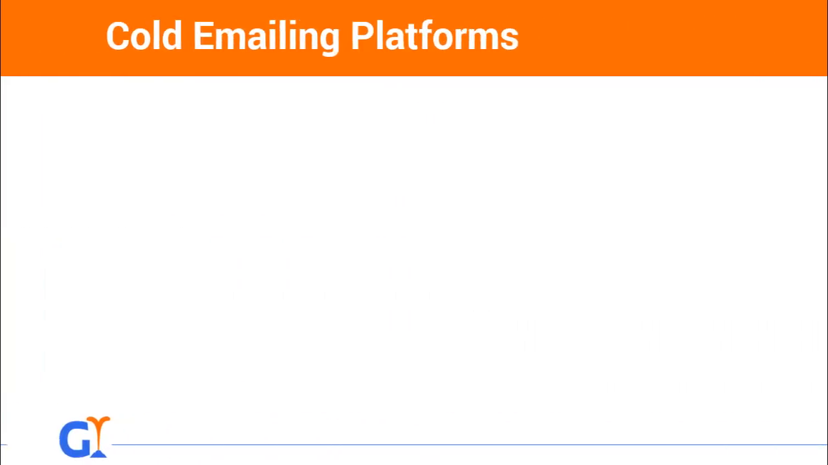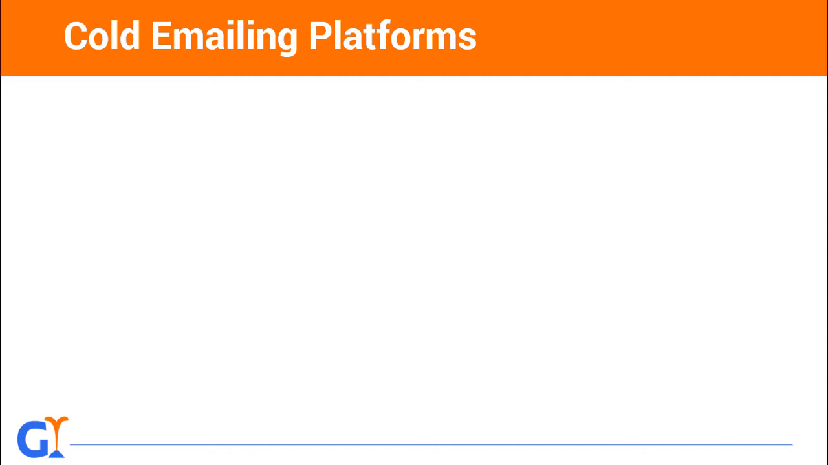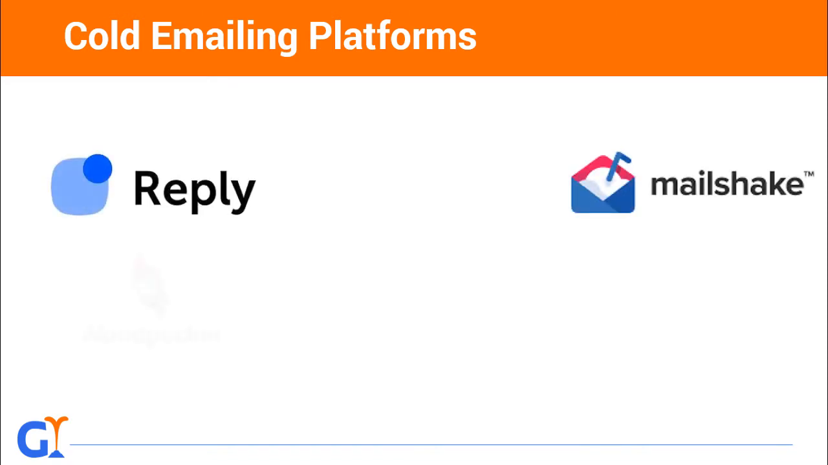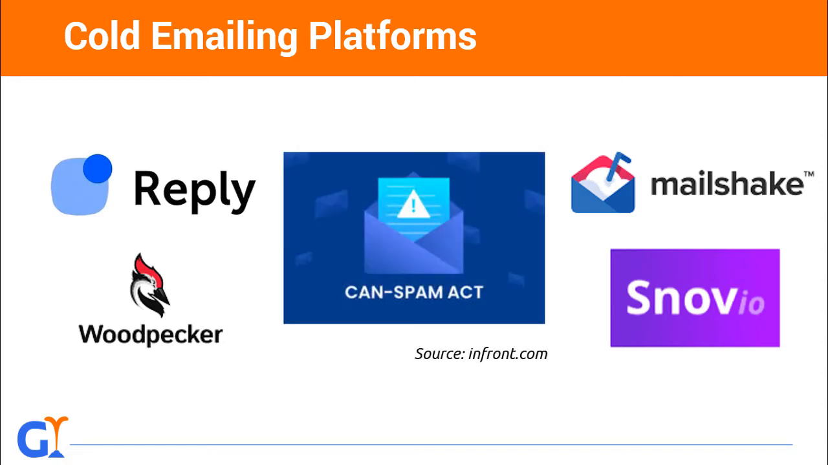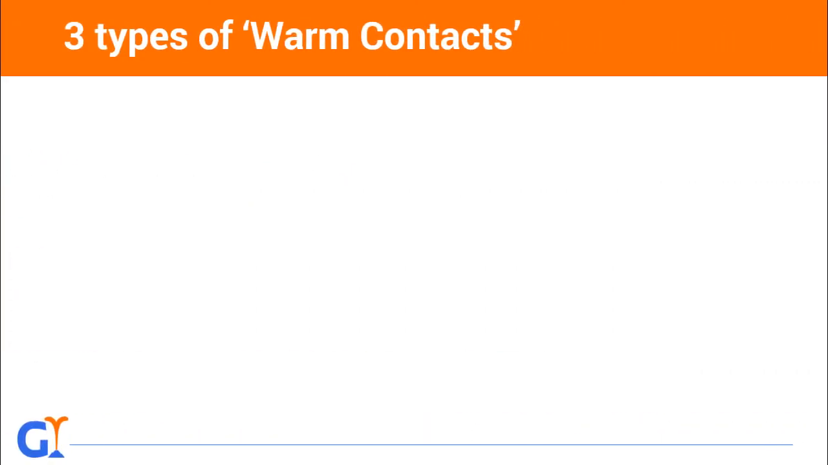Here are some of the emailing platforms through which you can conduct cold email campaigns: Reply.io, Mailshake.com, Woodpecker.co, and Snov.io, to name a few. In order to learn more about the rules that govern emailing, you should read up on the CAN-SPAM Act. The CAN-SPAM Act is a federal law in the United States that dictates who you can and cannot email. So now let's return our focus to warm contacts. As mentioned, warm contacts are contacts who choose to opt in to your mailing list.